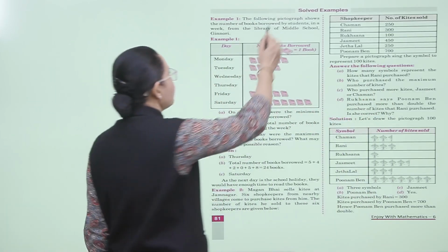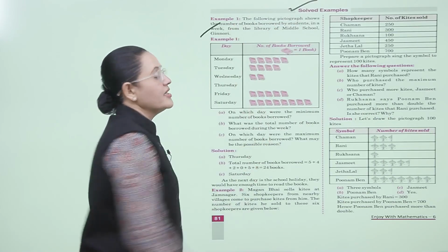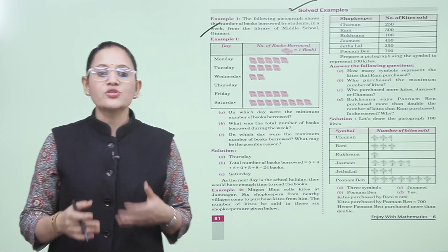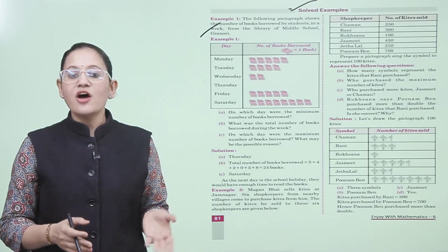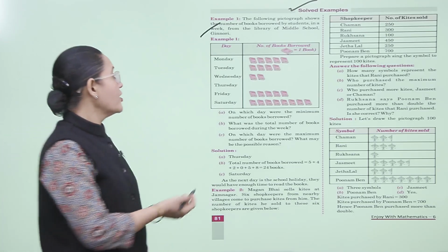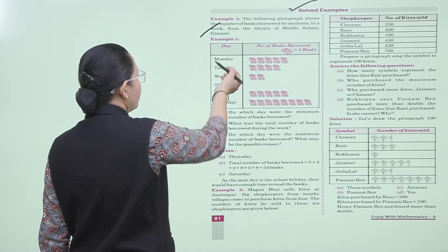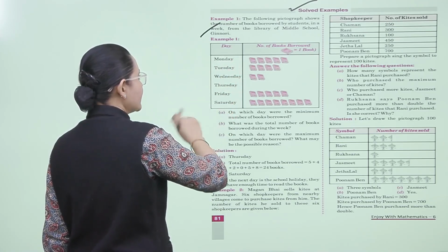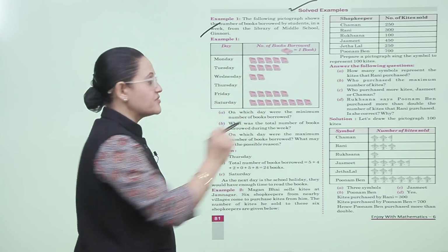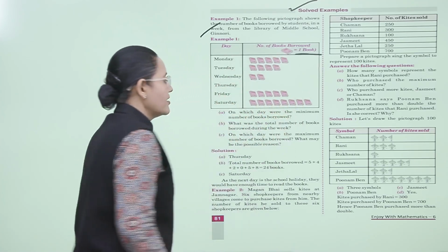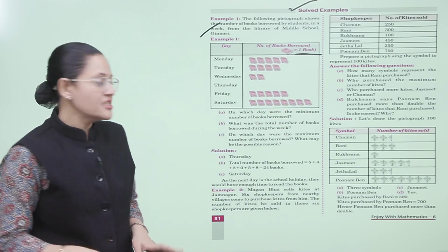Next, we will take some examples here. Example 1. The following pictograph shows the number of books borrowed by the students in the week from the library of the middle school, Ginori. So, here the days are Monday, Tuesday, Wednesday, Thursday, Friday and Saturday. Here is the number of books borrowed, one picture is for one book. Now we have to answer some questions.